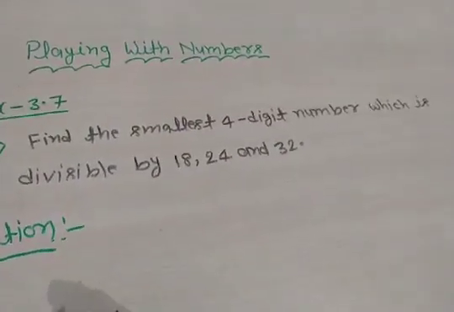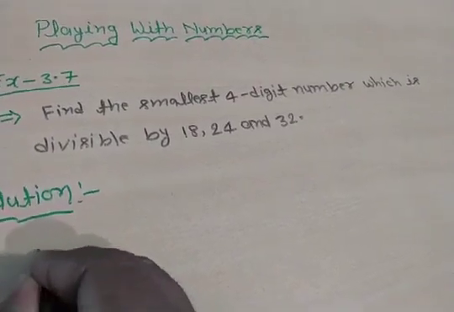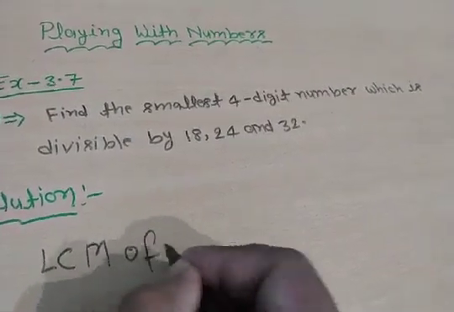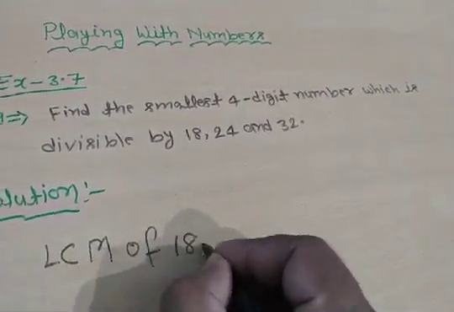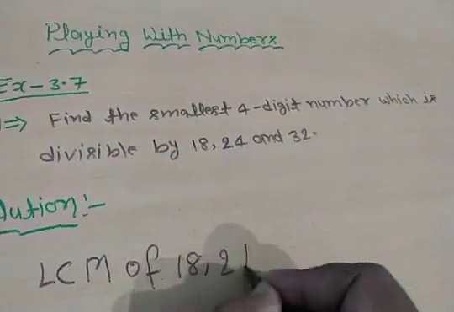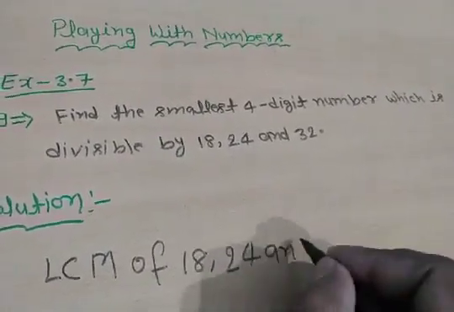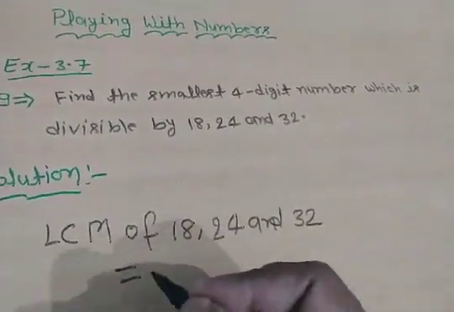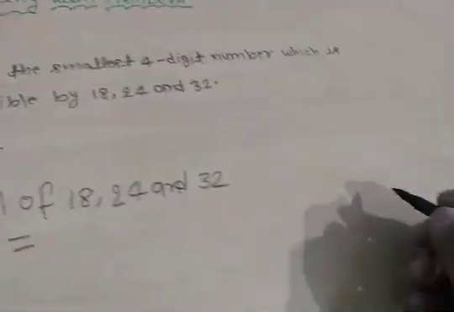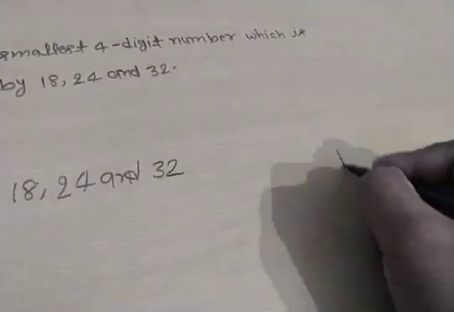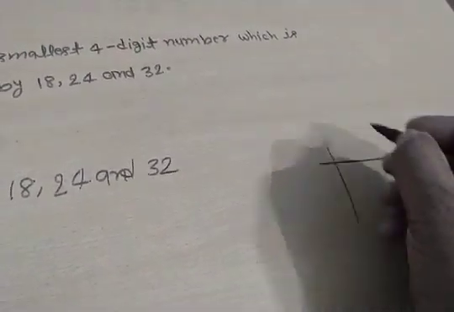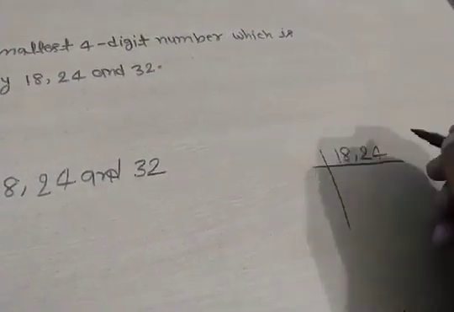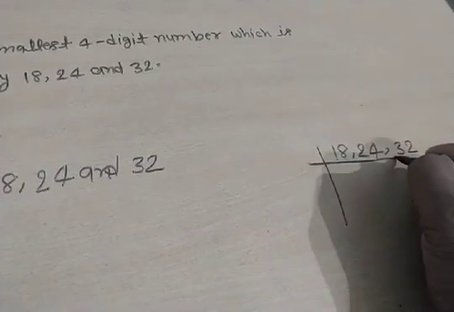Now we find LCM. So LCM of 18, 24 and 32 is equal to, so first we find LCM by division method. Okay, so here in a row we write 18, 24 and 32. Clear?